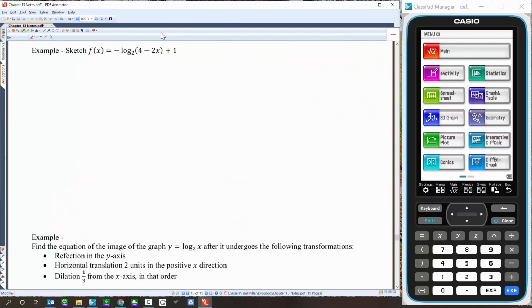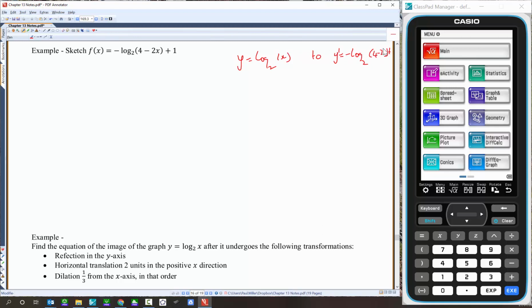Okay, so a really difficult log to sketch here. Let's have a go at this one now. My recommendation is that we sketch it via transformations. So we need to think about how we get from f of x, or should I say y equals log base 2 of 2x, to y equals negative log base 2 of (4 take 2x) plus 1.